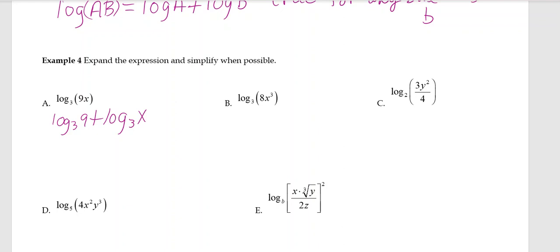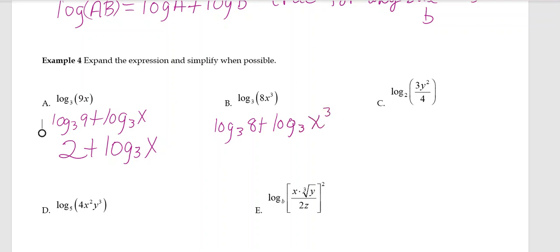All right, log base 3 of 9 is 2. So it says expand and simplify when possible, so we got to change that to 2 plus log base 3 of x. All right, what are we going to have here? Let's see, we're going to have the log base 3 of 8 plus the log base 3 of x cubed, but we're not quite finished, right? Because we've got that exponent up there. So we got to take care of that. Log base 3 of 8 plus 3 times the log base 3 of x.